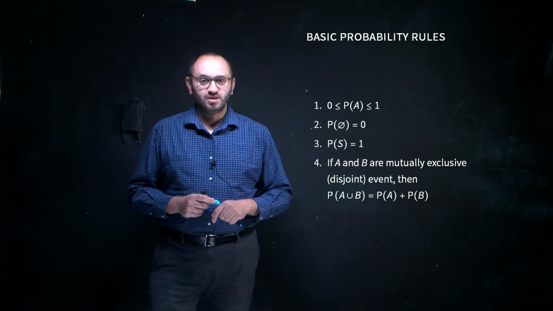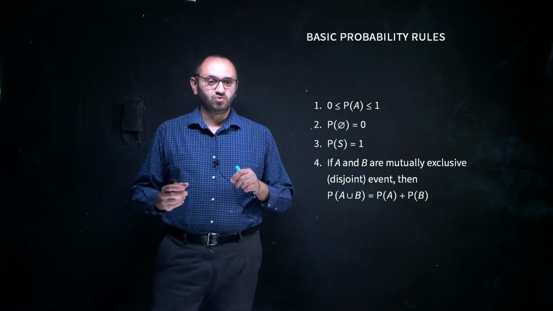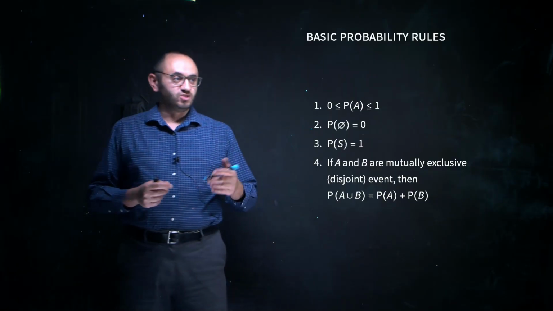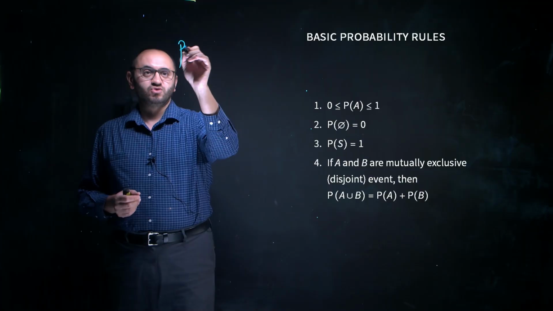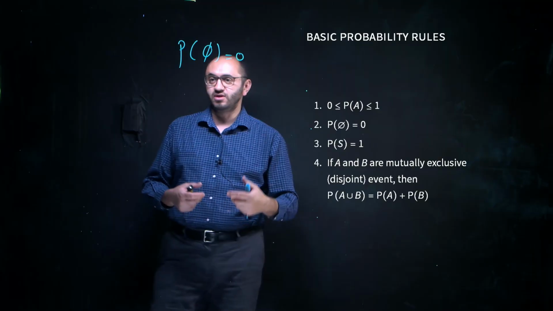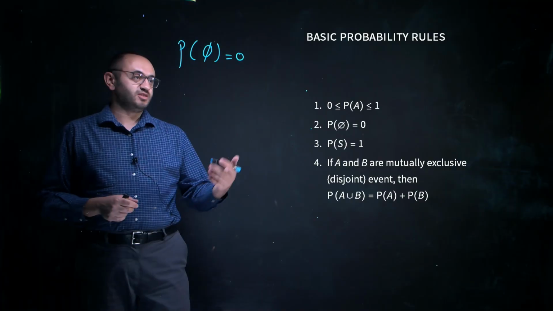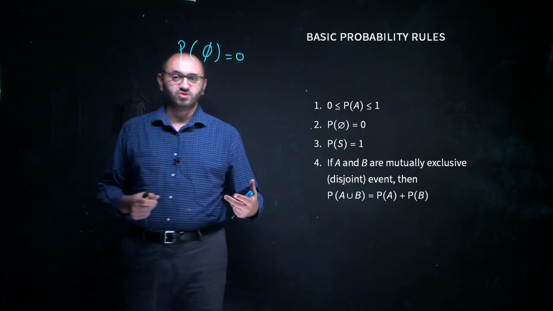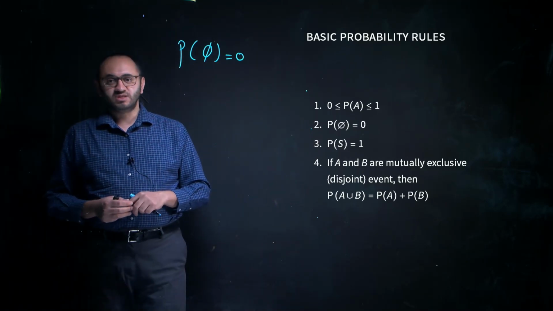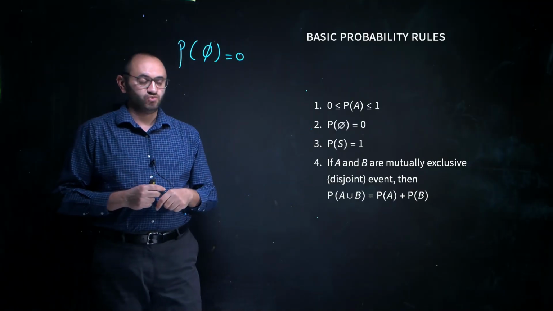The first rule says probability of event A is between 0 and 1, or greater than or equal to 0 and less than or equal to 1. 0 if we have probability of phi. So probability of phi equals 0 because phi is the empty set. There are no elements in the empty set. This is why probability of phi equals 0. And probability of the sample space, or S, equals 1 because the sample space contains all of the possible outcomes. So probability of the sample space is 1. So probability of any event should be between 0 and 1, right?